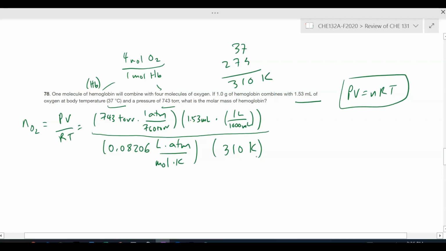Lots of units to play with here. Kelvin and Kelvin cancel out. Atmospheres and atmospheres cancel out. Torr and torr cancel out. Milliliters and milliliters cancel out. Liters and liters cancel out.